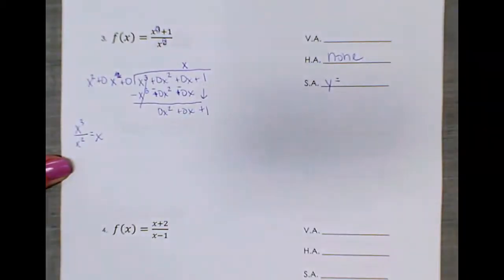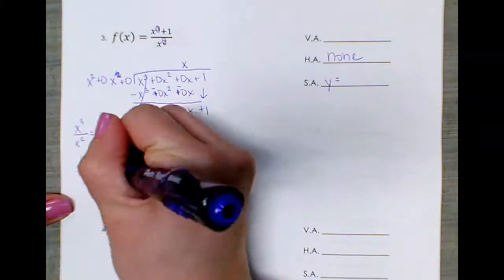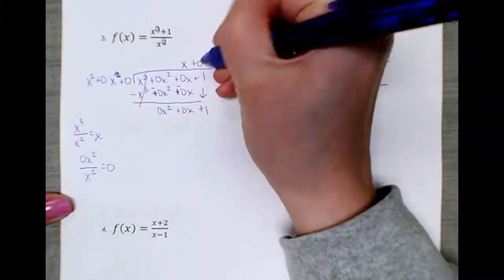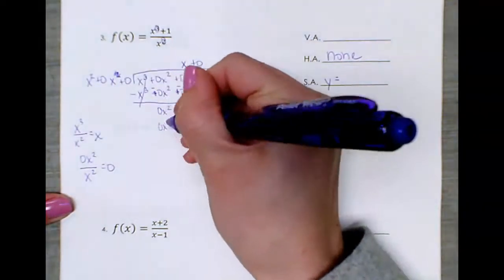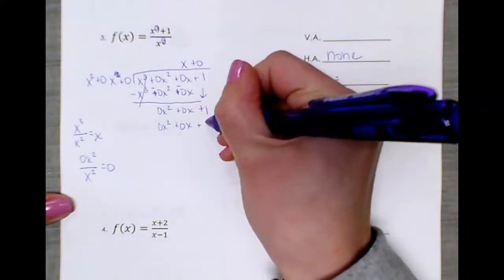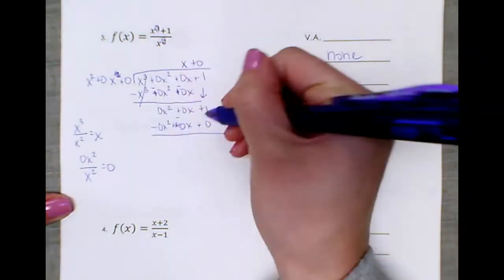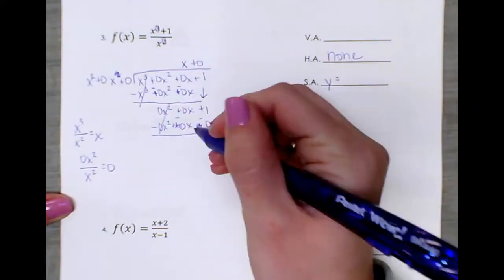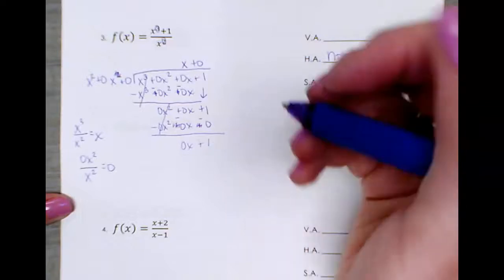Now I'm going to divide again. So 0x squared divided by x squared is 0. I'm going to multiply. 0 times x squared is 0x squared plus 0x plus 0. When I draw the line and change all signs, I have 0x plus 1. 1 must be my remainder.